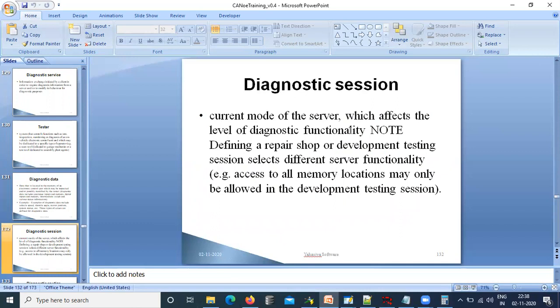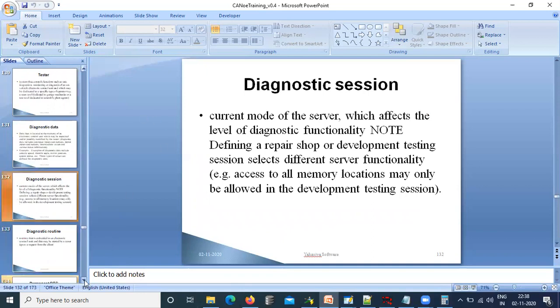Diagnostic session: the current mode of the server, which affects the level of diagnostic functionality. Note, defining a repair shop or development testing session selects different server functionality. Access to all memory locations may only be allowed in a development testing session. So there are different sessions in the diagnostics: programming, default and extended. In the programming session only, you can completely flash; you have access to the entire program memory of the controller, as well as the data memory of the controller.